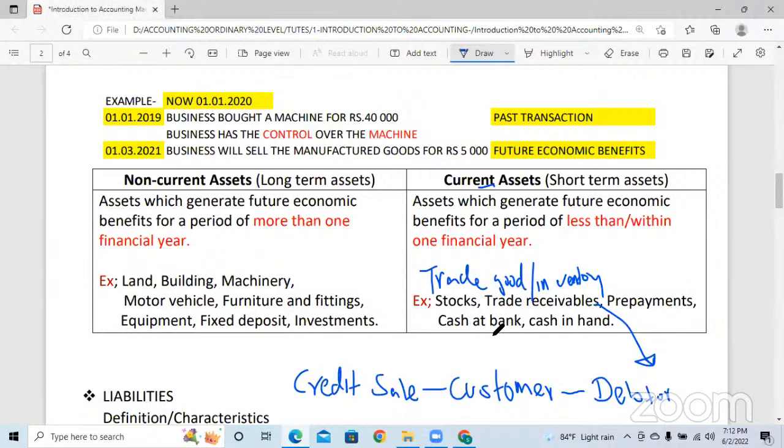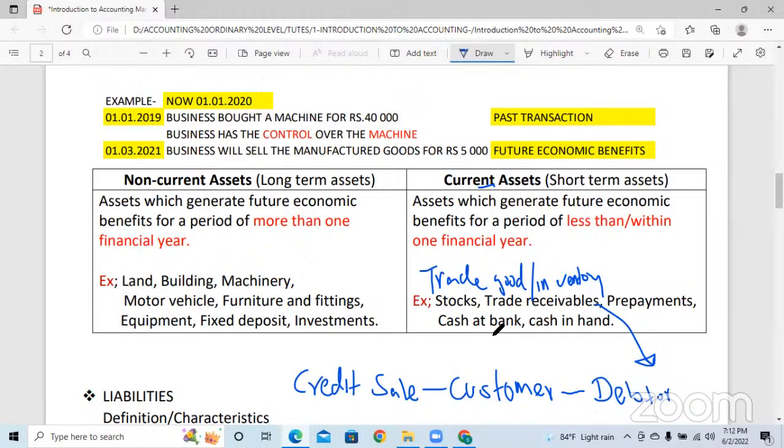Another example, cash at bank. Cash at bank means the money you have in the current account. Now, in a bank, you have something called a current account, right? Usually businesses open a current account to run their business. If you have money in your bank, you can withdraw it anytime, right? It's your money, so it's a benefit for you. Whenever you want, you can use it. So that's why we say it's a current asset.